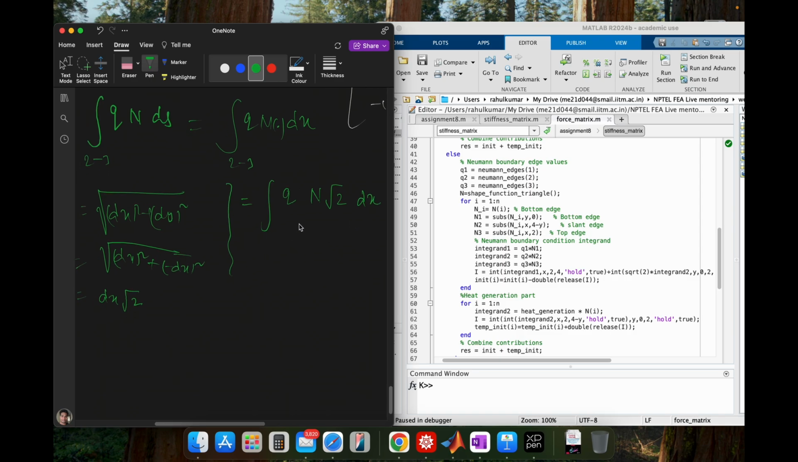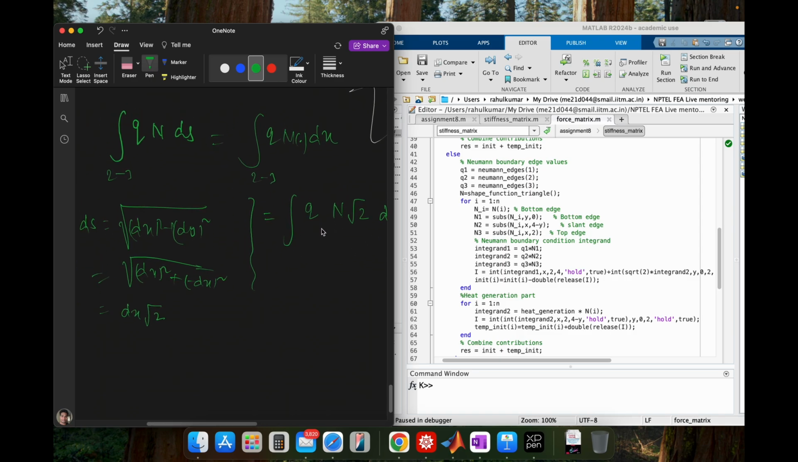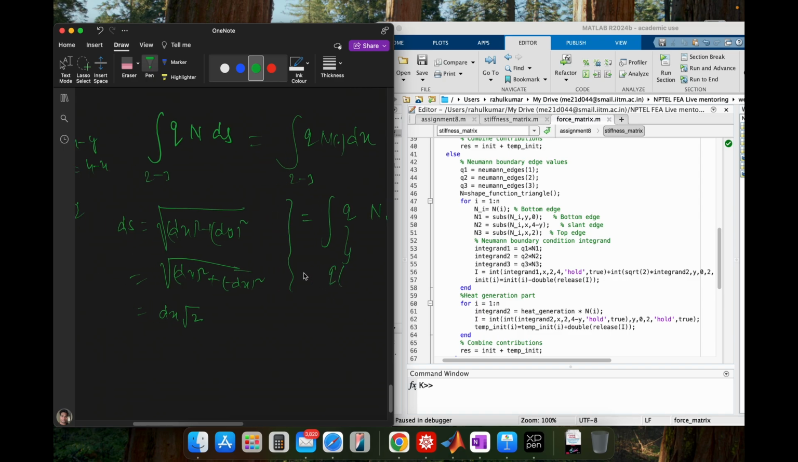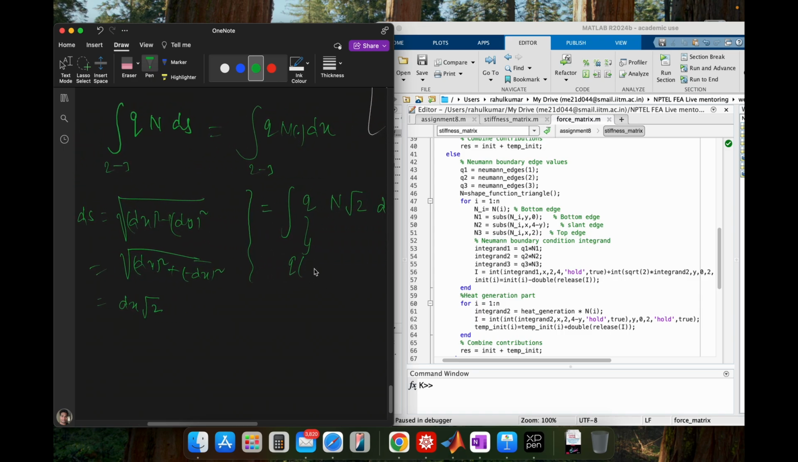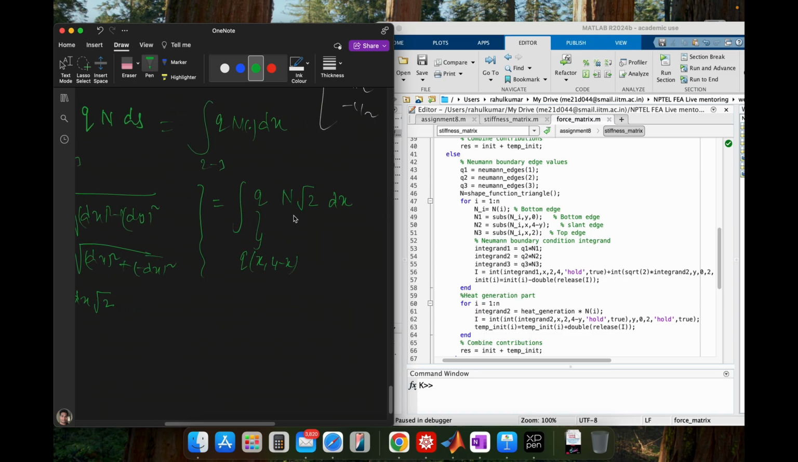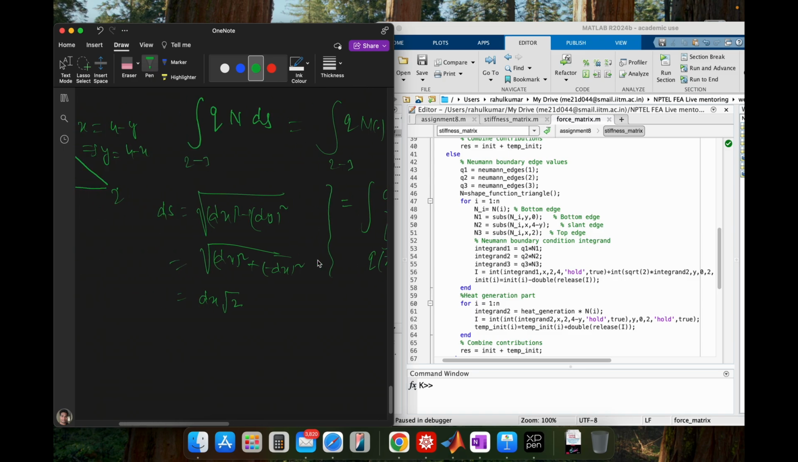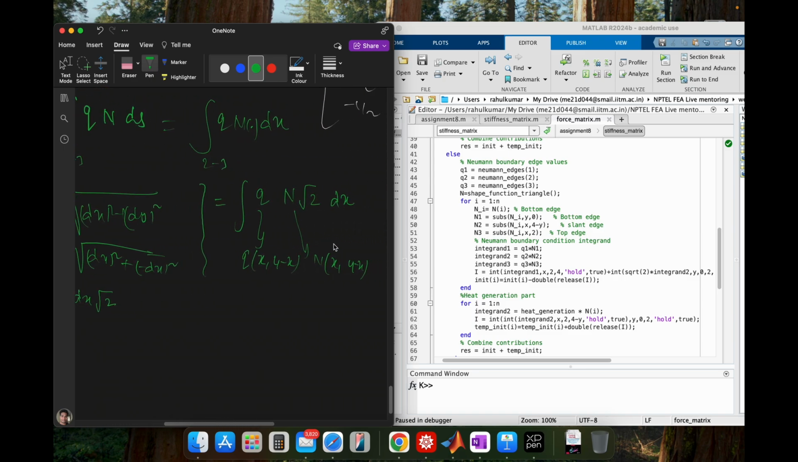Here also we need to change q. If q is a function of x and y, then we need to convert y equals 4 minus x. Similarly, n also, we need to convert y equals 4 minus x. For this particular edge, then we can directly integrate it.